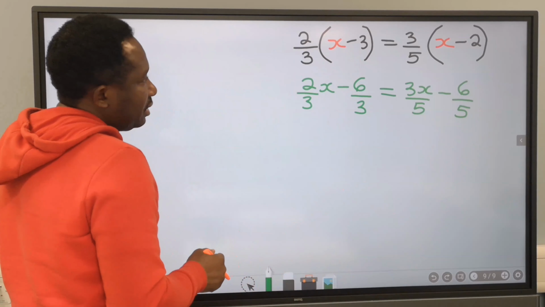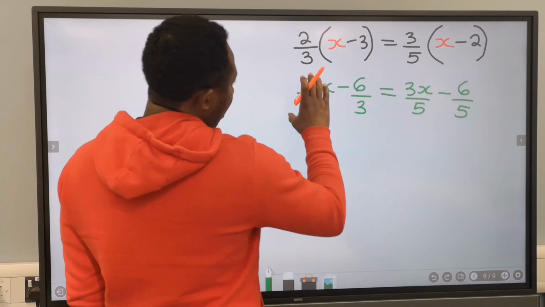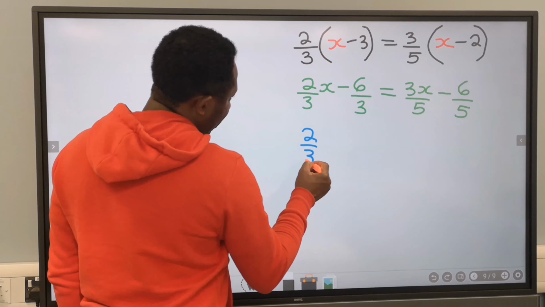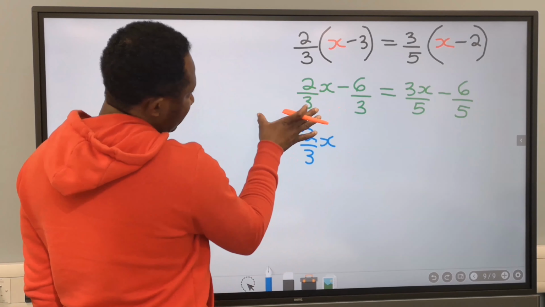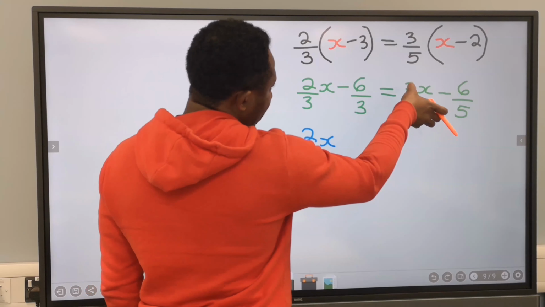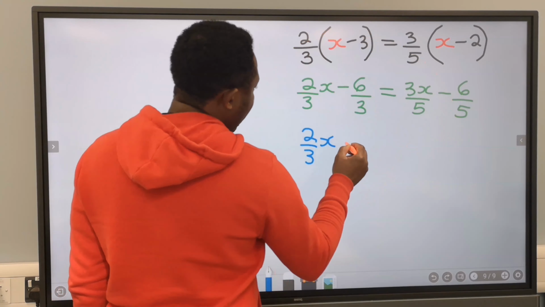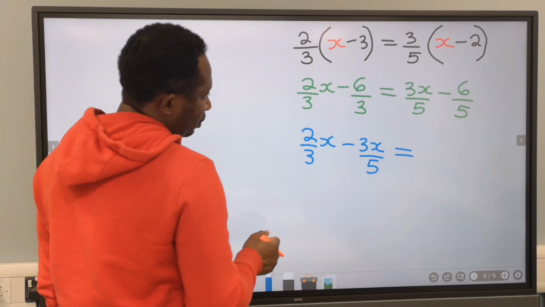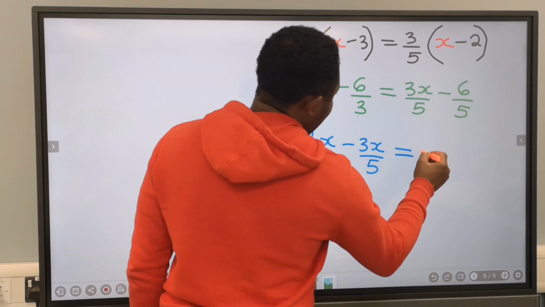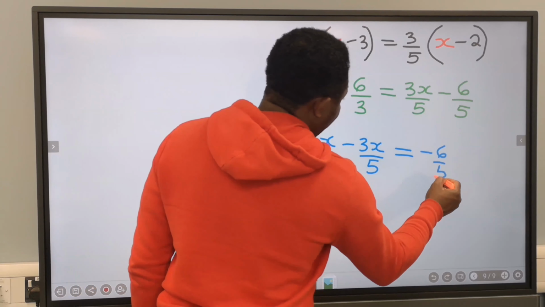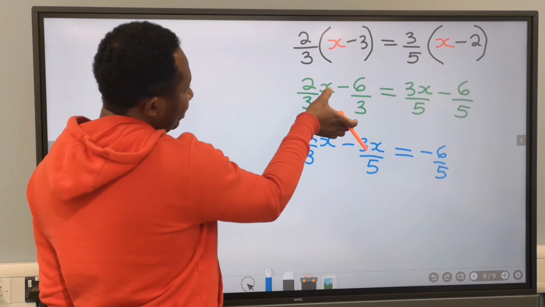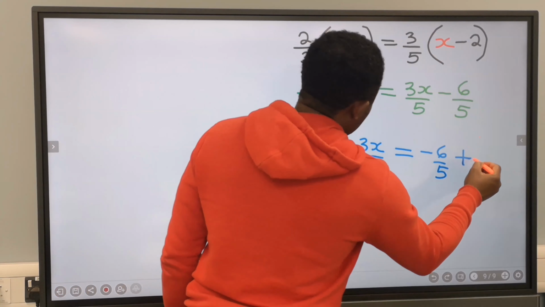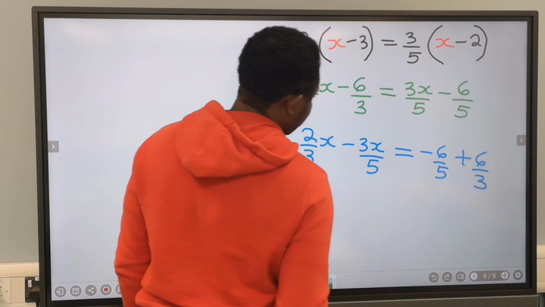I've expanded this bracket. Next, my aim is to isolate x. This 2 over 3x will be on this side. This 3x over 5 will move across and become minus 3x over 5. This is the equal sign. On this side, I got minus 6 over 5. This is minus 6 over 3, which is 2. On the other side, it becomes plus 6 over 3.